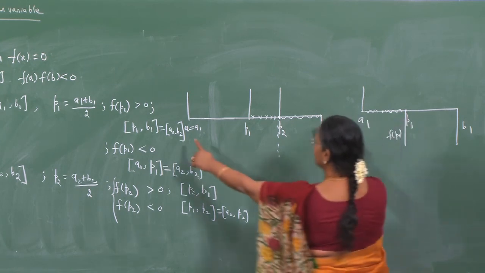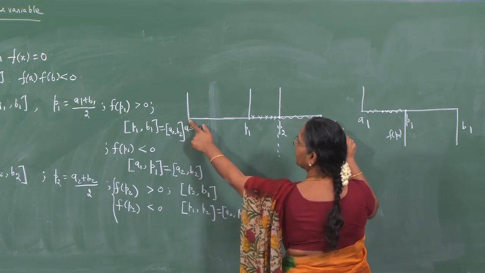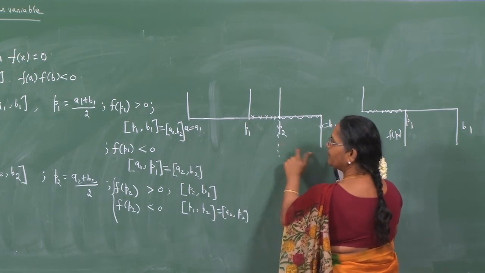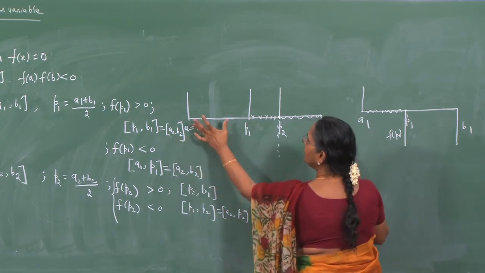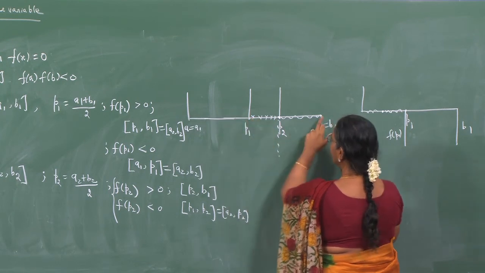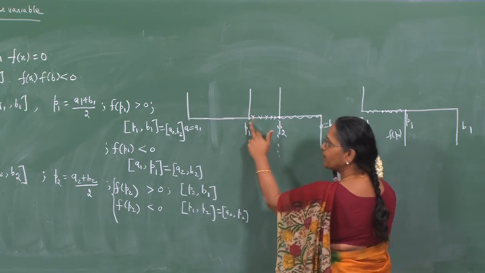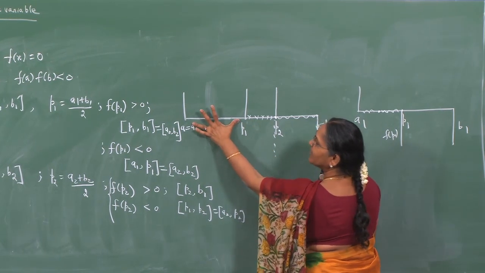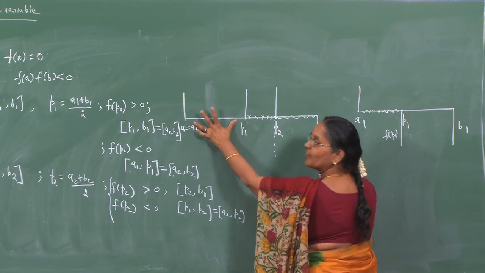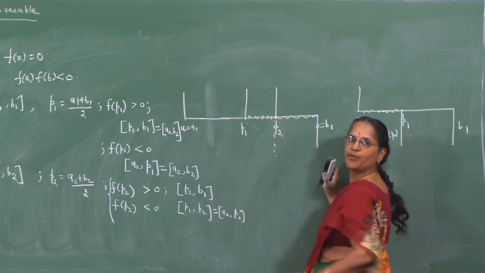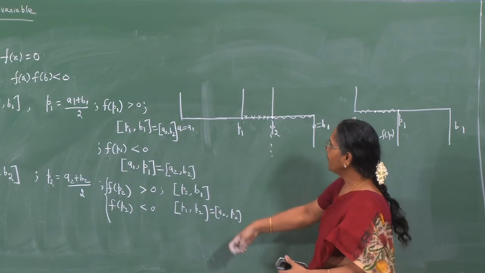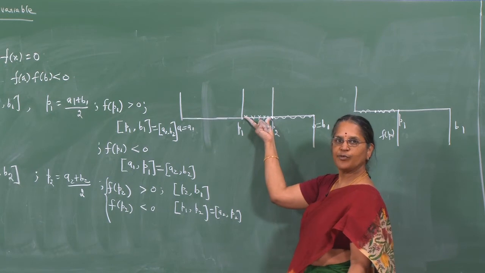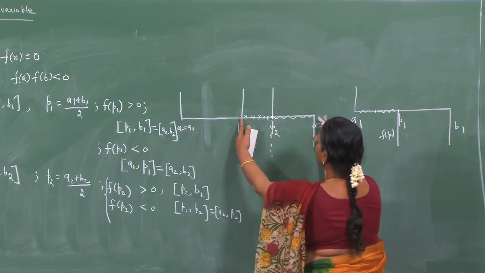See, in the first step, a1 b1 is the interval. The width is b1 minus a1. In the second step, what is my a2, b2? It is either this or this. What is p1? It is the midpoint of the interval a1, b1. And so, what is the length of this interval a2, b2? It is half of the length of the interval a1, b1. In the next step, I have a p2. What is the length of the interval which encloses a root? It is half the length of this interval.